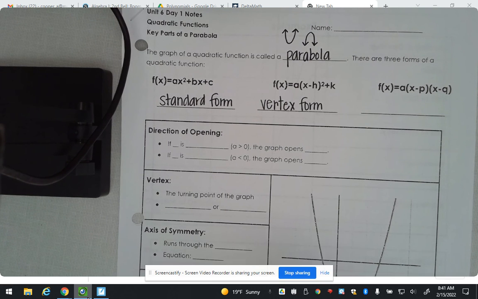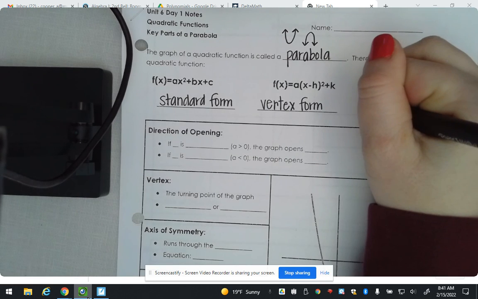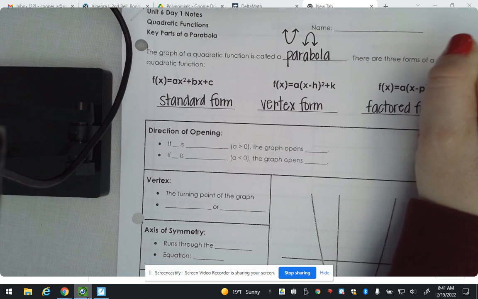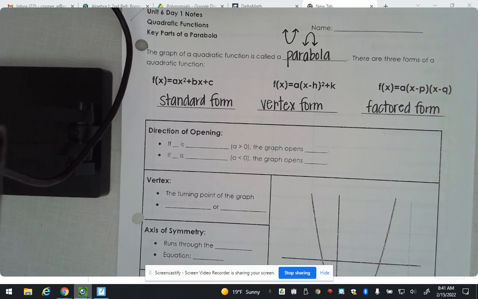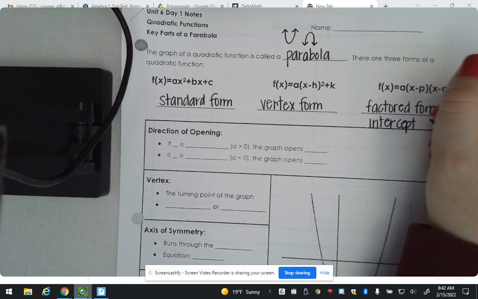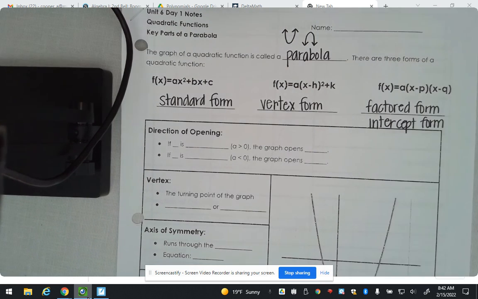Okay, you have an H and the K in there. And the last one goes by 2 different names. I call one thing, people call the other thing. So I'm going to write both of them down. This is called factored form, or you also might hear it as intercept form. Okay, doesn't matter. Those are your 3 forms. You can graph all 3 forms in Desmos. Desmos likes all and it'll be fine.